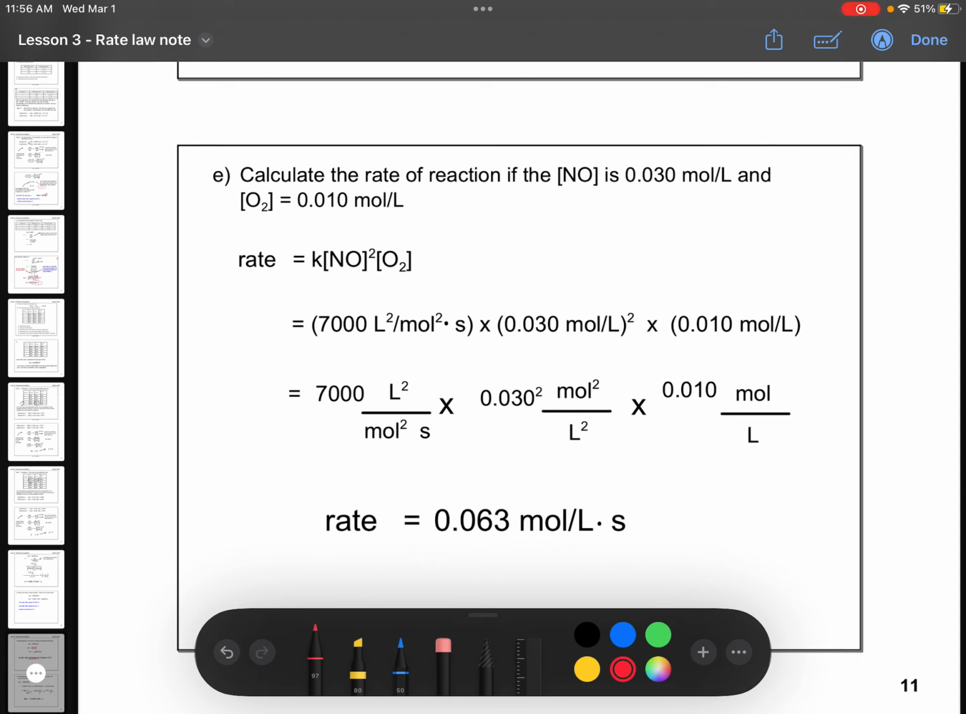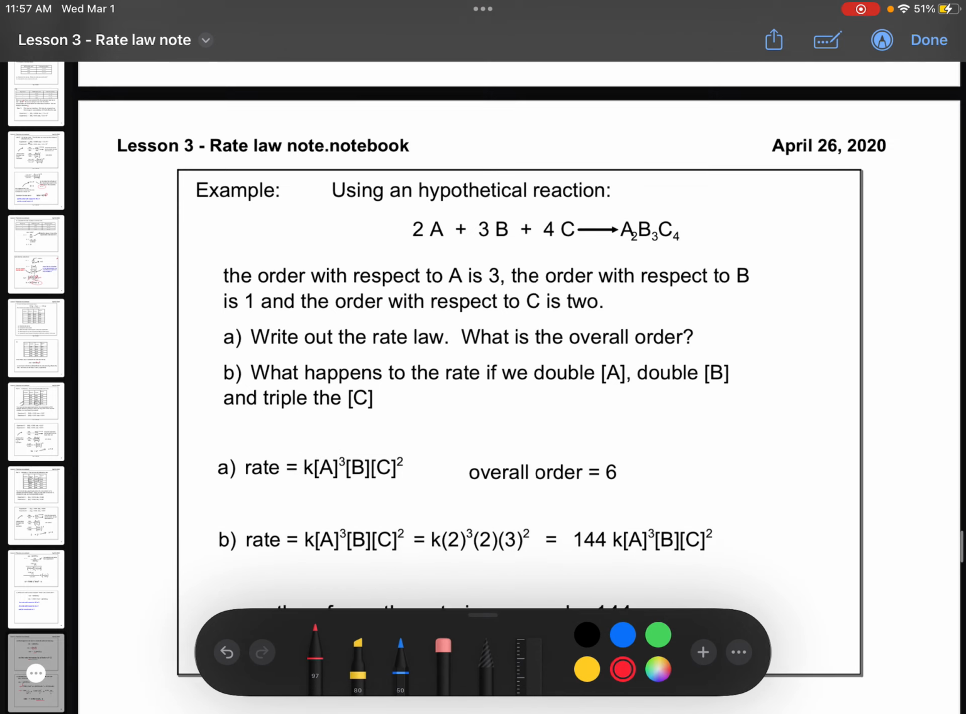So now we're just taking all of our information and plugging it in. So we know what our NO is, we know what our O2 is, and our K is constant, what we found before, which is our 7,000. And from there, we're able to calculate it. You can write it this way or this way. Both are acceptable. And based off this information and finding our units by canceling things out, that is our rate.